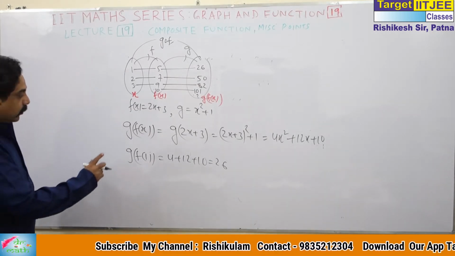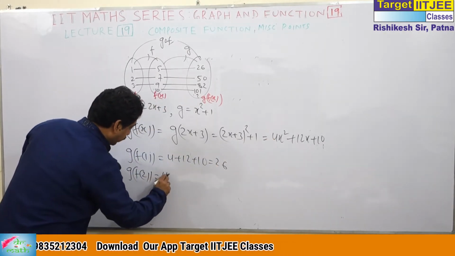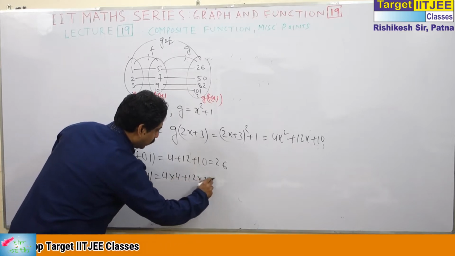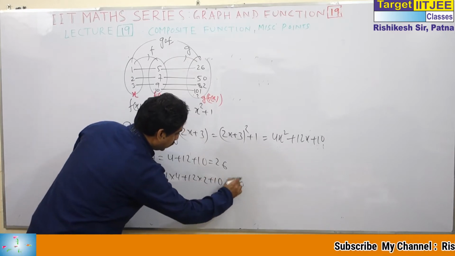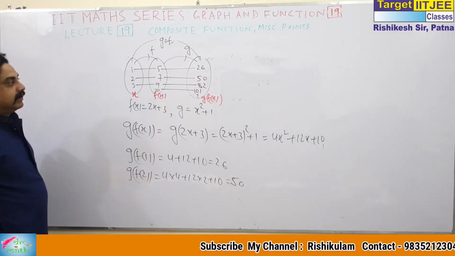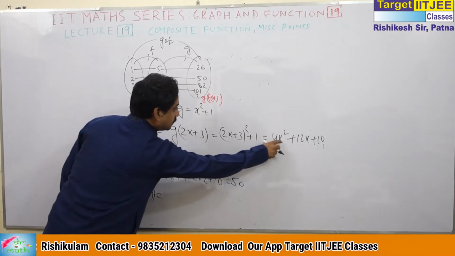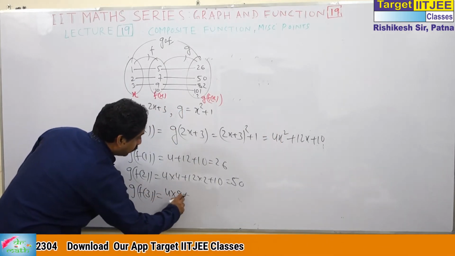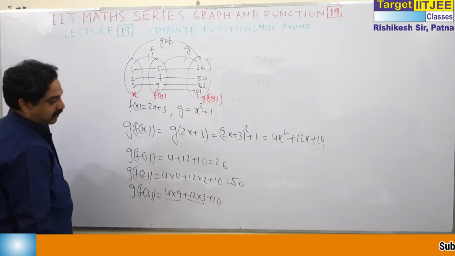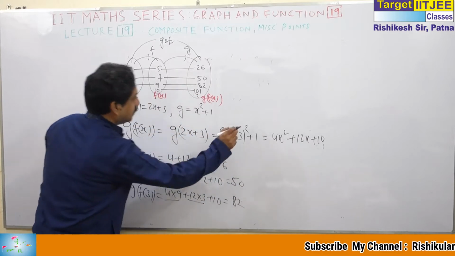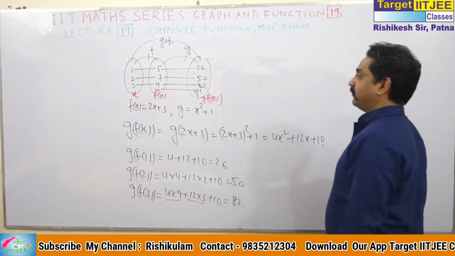What is g(f(2))? When we put 2 here, you can see 4 into 4 plus 12 into 2 plus 10. 16 plus 24, 40, plus 10, 50. So g(f(2)) is 50. Likewise, if you want to calculate for 3, 3 square is 9, 4 into 9 plus 12 into 3 plus 10, 36 plus 36, 72, plus 10 is 82. So this is the meaning of composite function.